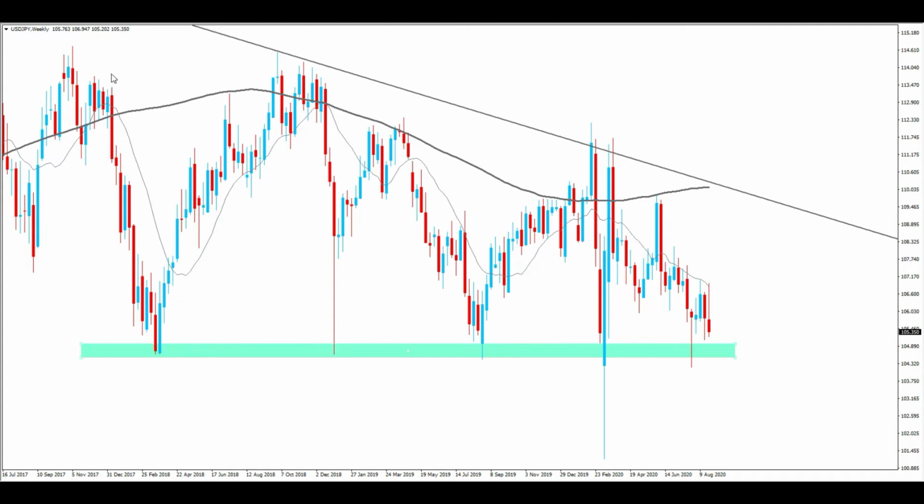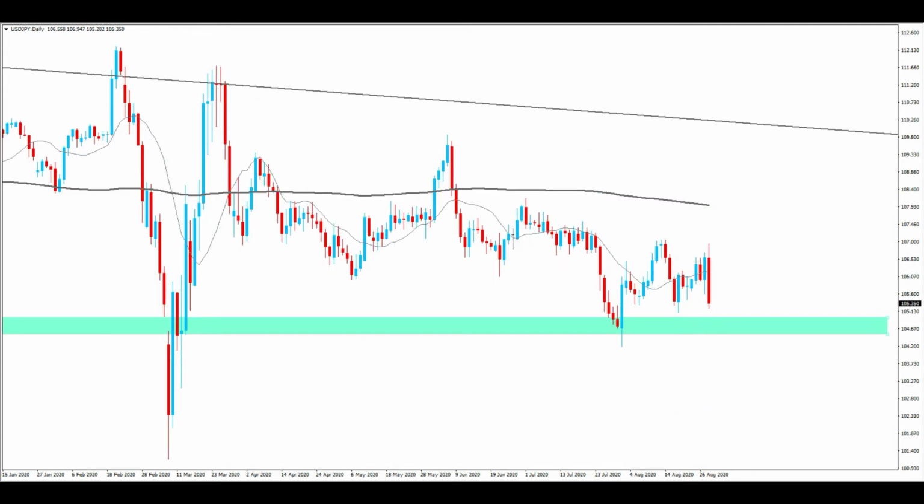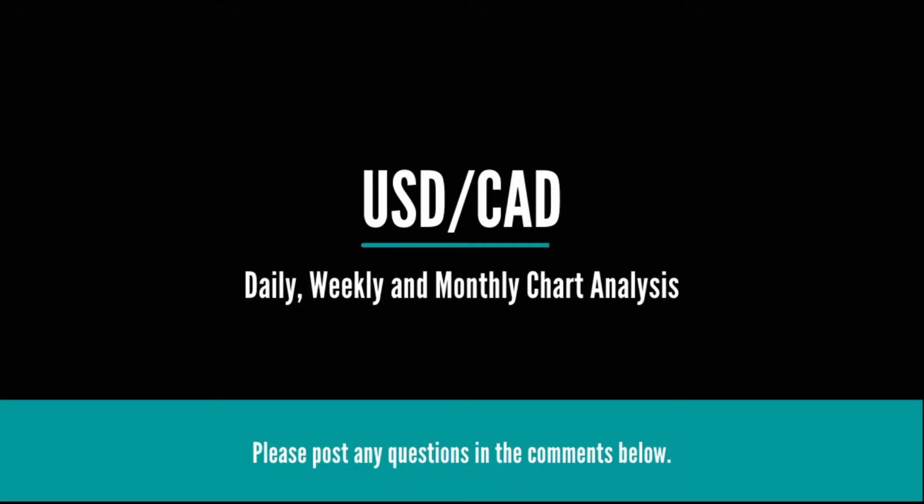So next week we could be looking at this level in the market here and just seeing how price reacts to this level, whether we'll be getting a move to the upside or a continuation to the downside. And now we're going to move on to USD CAD.